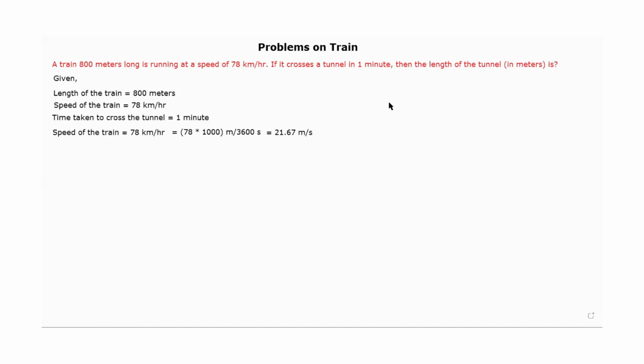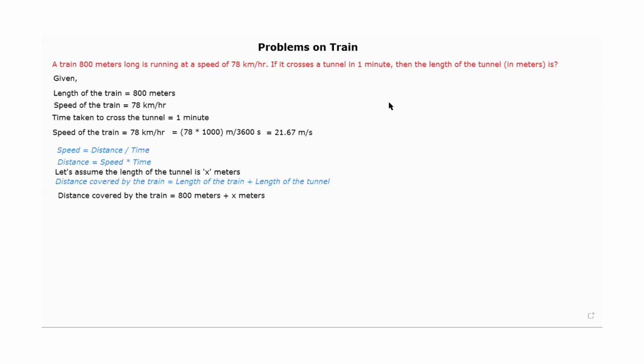second. We know that speed equals distance by time. Rearranging the formula, we have distance equals speed into time. The distance covered by the train during the time it takes to cross the tunnel is the sum of the length of the train and the length of the tunnel. Let's assume the length of the tunnel is x meters. Distance covered by the train equals length of the train plus length of the tunnel. Distance covered by the train equals 800 meters plus x meters.